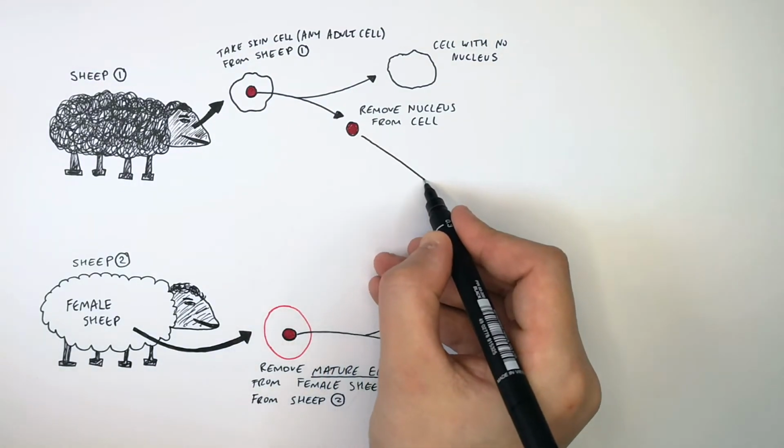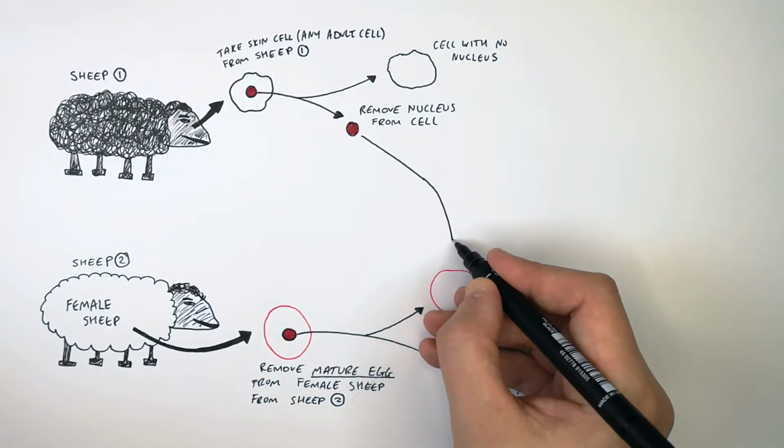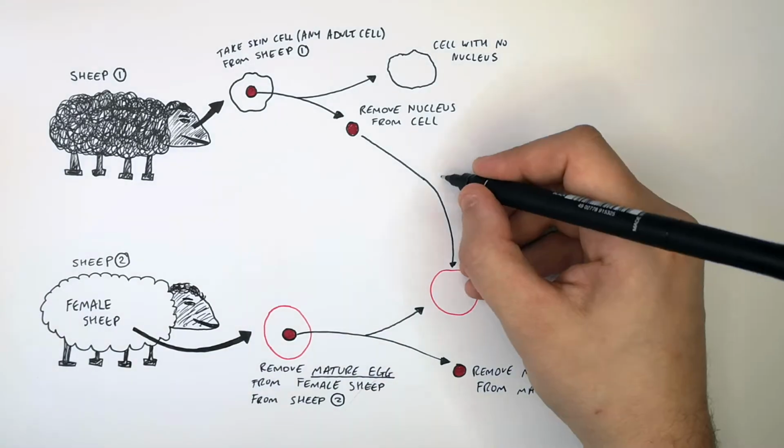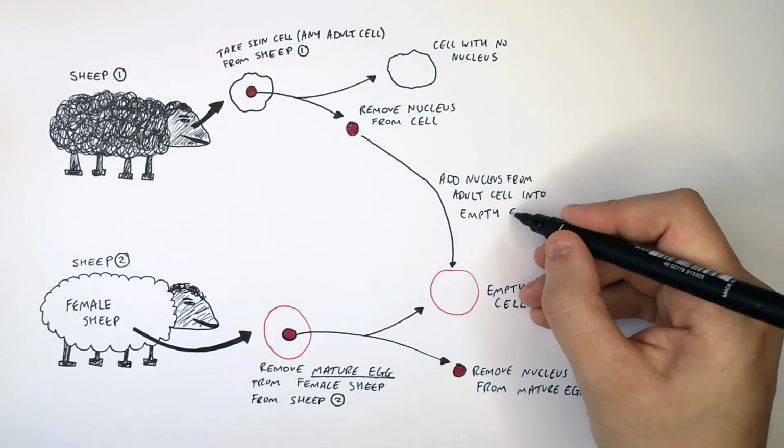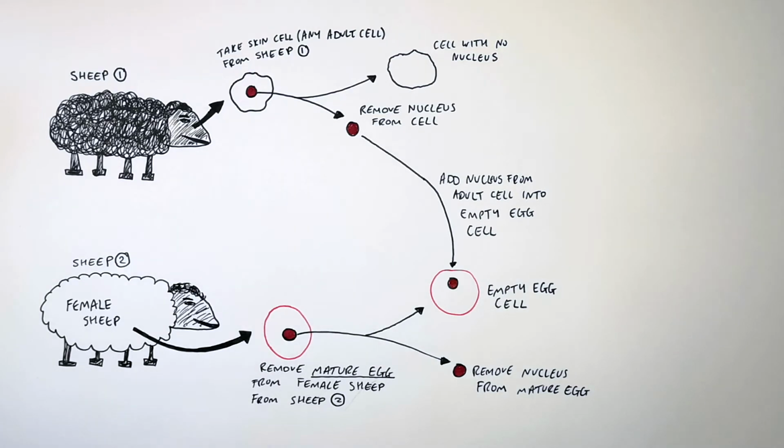You now add the nucleus from the adult cell into the empty egg cell. So you're adding the nucleus from the adult cell of sheep 1 into the empty egg cell from the egg of sheep number 2.